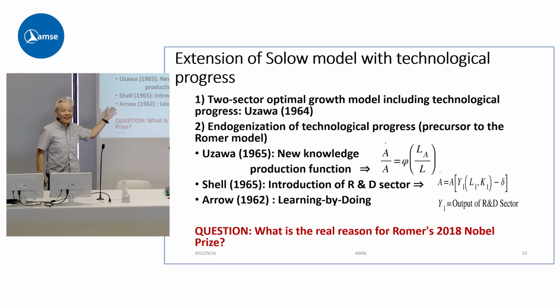And this R&D sector model is by Shell. This we still use. Okay. And the famous one, Arrow's learning by doing, we still use. So in this period, I think these kinds of things were invented. Okay, it's not by Romer. These guys.